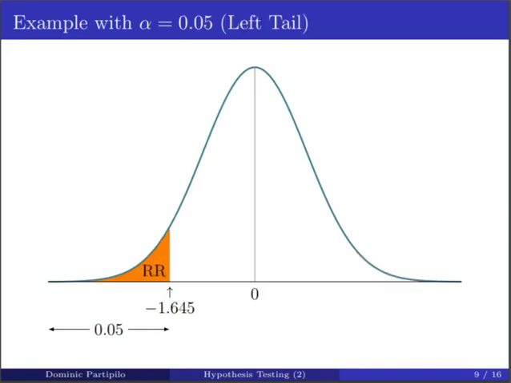So this is an example with alpha equal to 0.05, but it's all in the left tail. Notice how this area is larger because we're not splitting it up into two tails, and that means our critical value is also going to change. If I flip back and forth between these, you'll see that this area gets split up into the two tails, and that's the difference here.